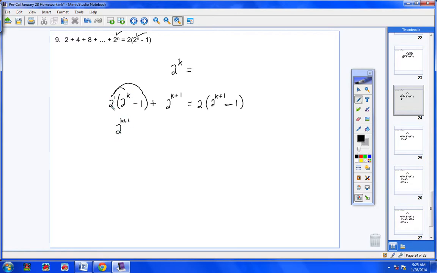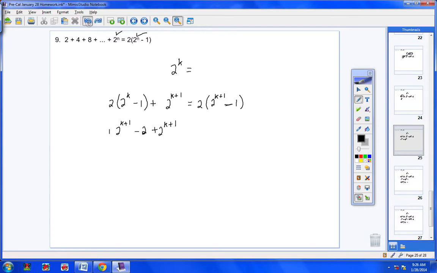And then 2 times negative 1 is negative 2. So if you do all of that correctly, you will end up with this right here. 2 to the k plus 1 minus 2. And then I just simply brought this expression down. Now, look what we can do next. See if this makes sense. I have a 2 to the k plus 1, and I have a 2 to the k plus 1. I'm basically adding those together, okay?